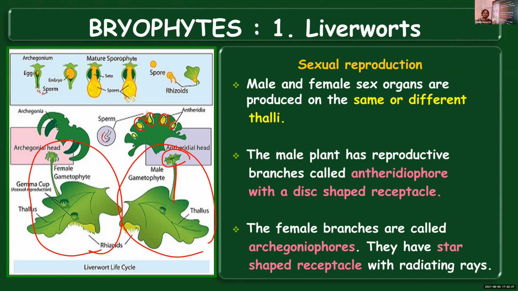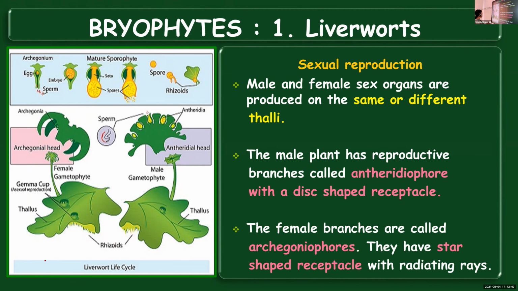Male sex organs will be produced on one thallus, and the female sex organs can be produced on, just like unisexual and bisexual you've already learned. So just like that, here also you can find them either being produced on the same thallus or on different thalli.